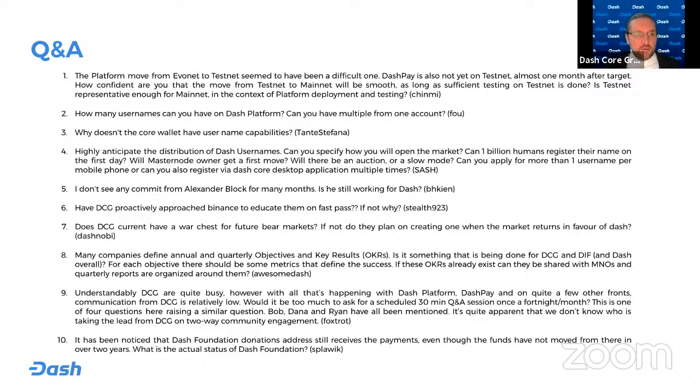Let's take another one. How many usernames can you have on Dash platform? Can you have multiple from one account? The question came from Fo. Yeah, there's a significant amount of flexibility to have one main name and then numerous aliases pointing to the main name. However, we'll lean on the DashPay wallet to set the standard for how we expect the typical user to work. So there's ways to access the platform directly, but typical users will be using the DashPay wallet.